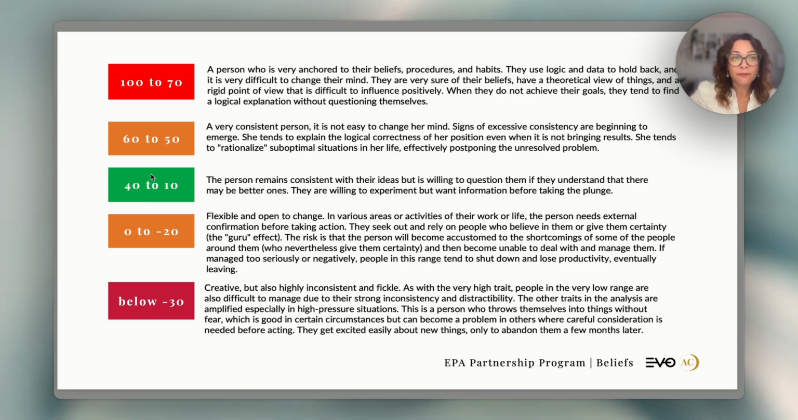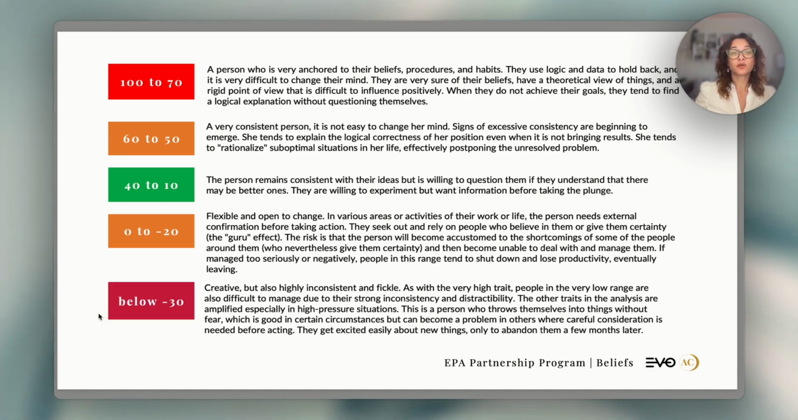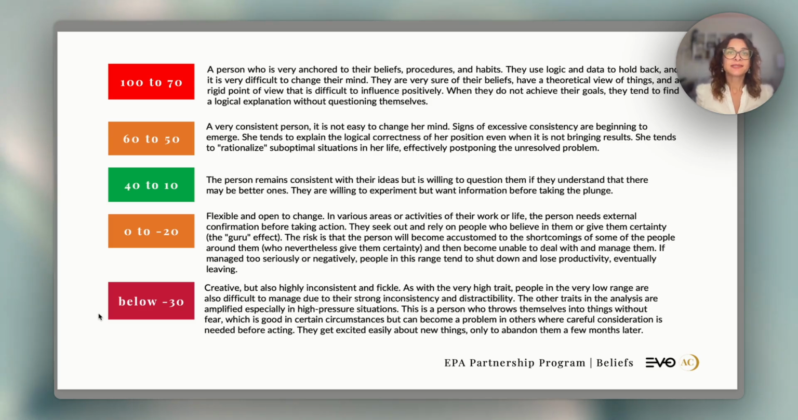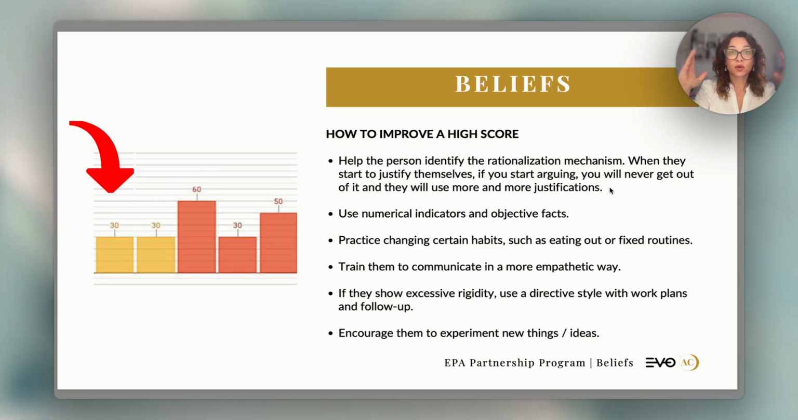And everything that's above 40 or below 10 tends to amplify reactivity and either go towards rigidity, moving up, and resistance to change, or when it goes downwards, it moves towards reactivity, scatterbrain syndrome, unreliability, inconsistency, and so on. Let's look now at how we can help someone with a high score, with a tendency to be a little bit rigid in their belief system.